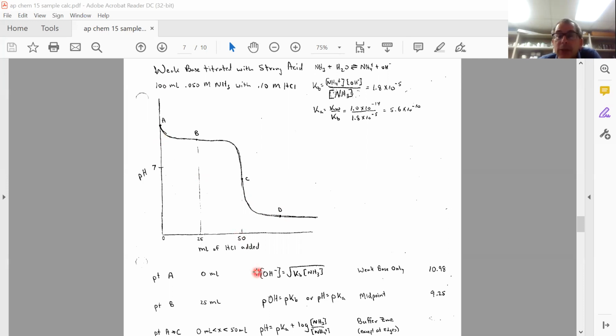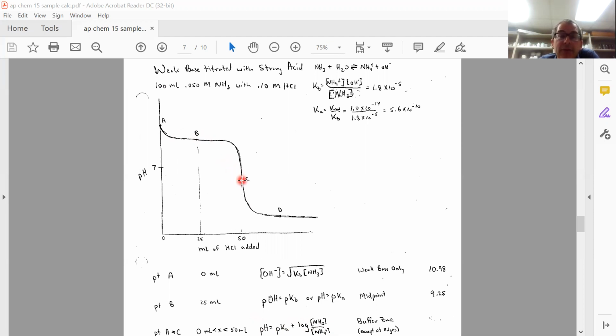Looking at this, I have NH3, which is a weak base. So OH minus equals the square root of Kb times NH3. It's just your typical weak base problem. Anywhere between point A and point C, you're in the range where you're going to take pH equals pK plus the log of NH3 over NH4 plus, and I think it's easier to use pOH equals pKb plus the log of the acid over the base. I think that's the easier way to go when you're in that buffer zone, which would be in this range right here.